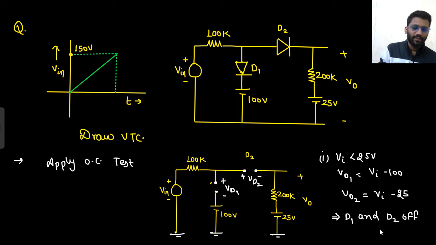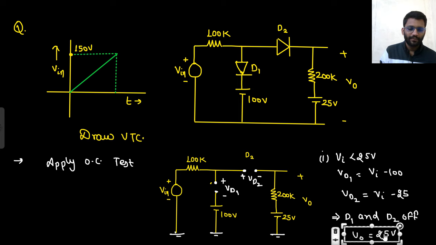And now tell me, you have done enough network analysis, you have done enough analog electronics. What will be the V0 value? This is open circuited, so V0 will simply be 25 volt only. Right? So V0 is 25 only. Let's move on to the next condition.